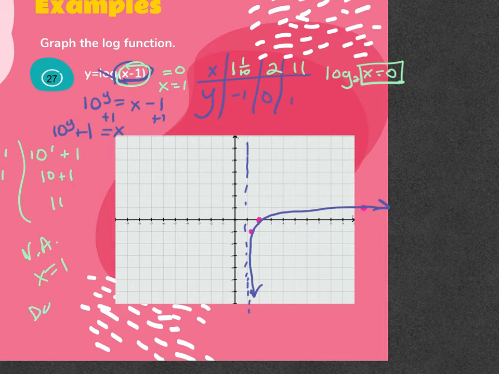Our domain now got shifted to the right, 1. So it starts at 1, it goes to positive infinity. And our x-intercept, again, from the middle of our coordinate grid, our t-chart, or from our graph, would be 2, 0.